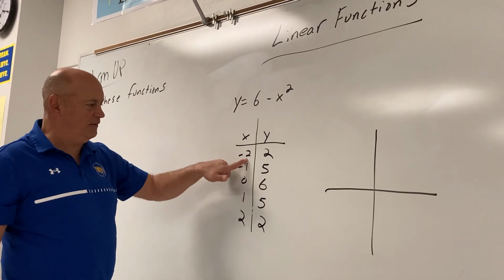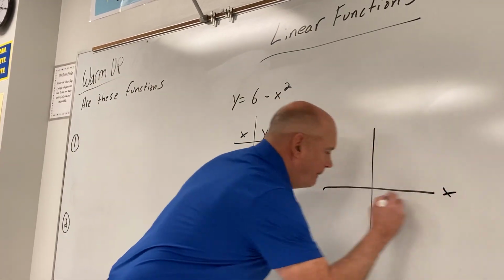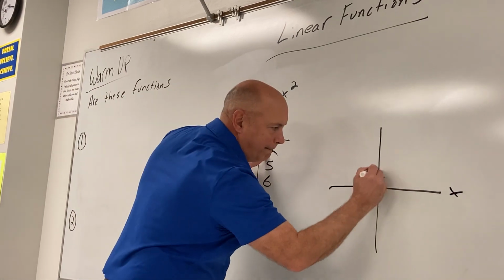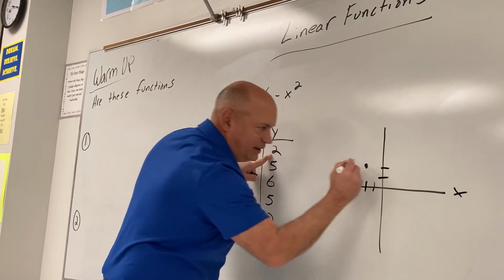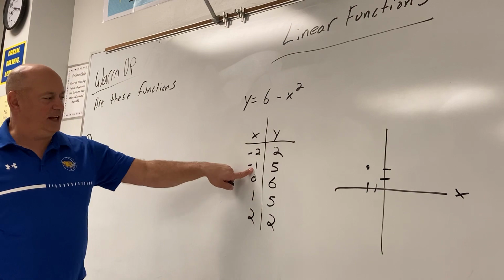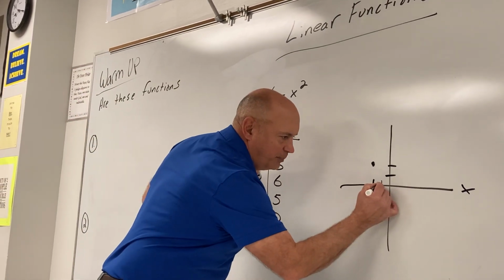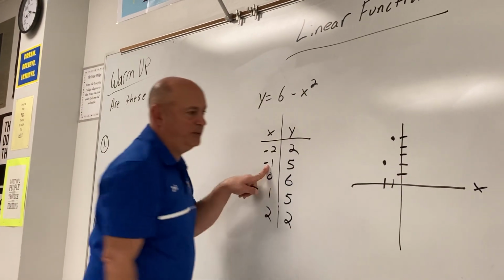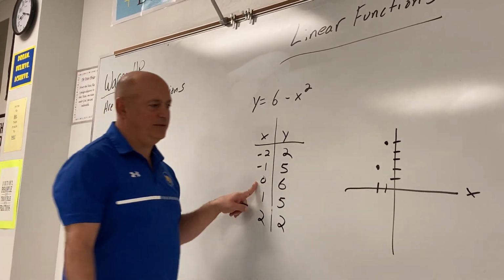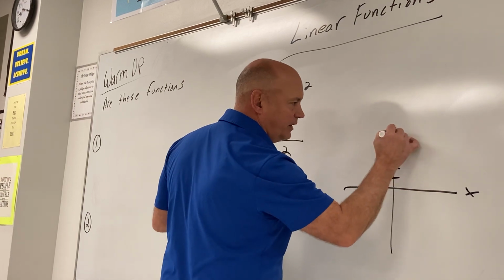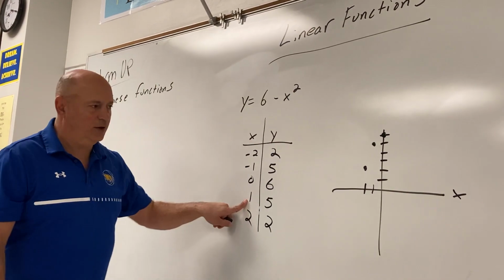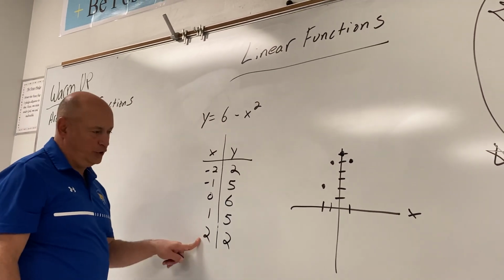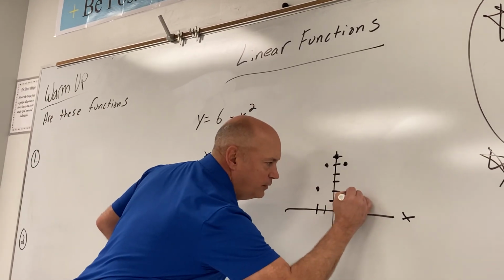So let's graph this. We need to go to negative 2 on the x, that'd be right here, and go up to 2 on the y. So negative 2, 2 would be right there. Then we need to go to negative 1. Go up to 5. 1, 2, 3, 4, 5. Negative 1, 5 would be there. Then we need to go to 0, 6. Start at 0, go up to 6. Then we need to go to 1 and go up to 5. And then go 2 and go up to 2.